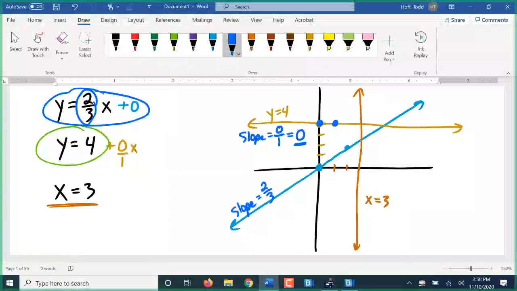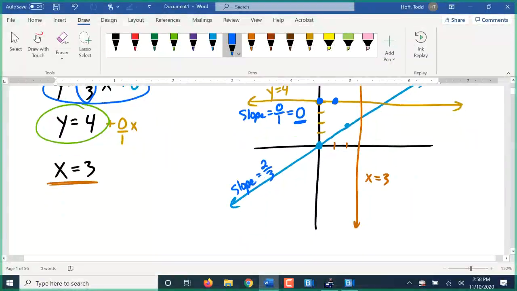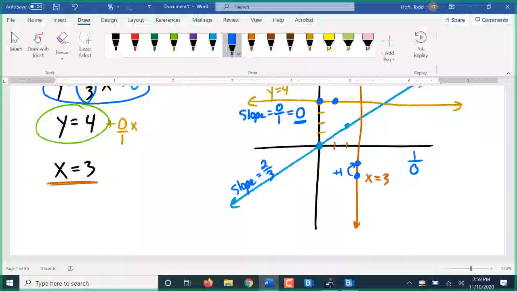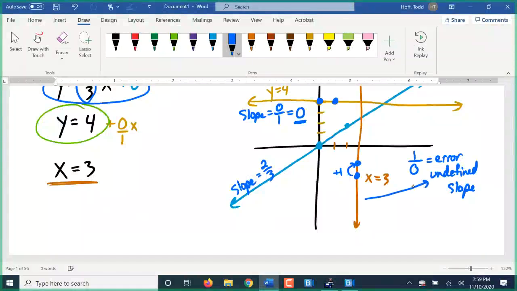X equals 3 is trickier yet. If I pick 2 points on that line, like this, I would say that's a rise of 1, but the run is 0. Rise over run, 1 over 0. That, if I tried to punch it in the calculator, would give me an error. It's what we call undefined slope. The slope of that line does not exist or is not defined.